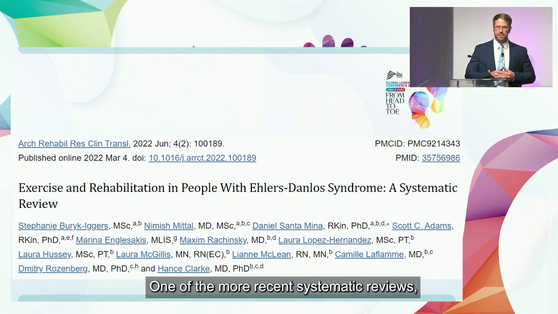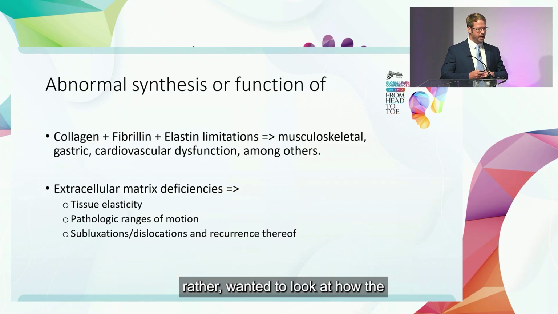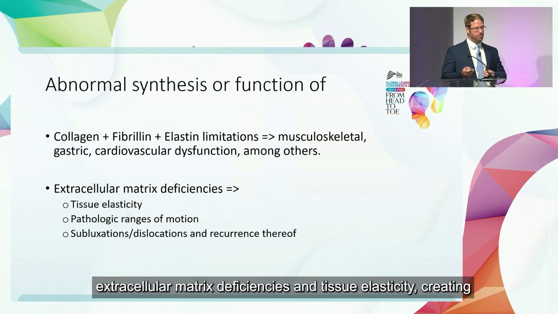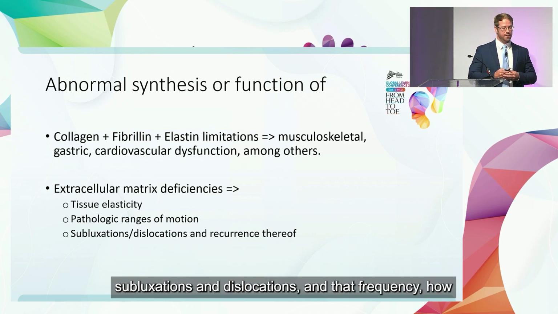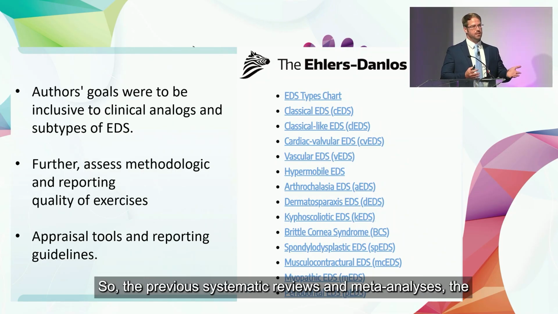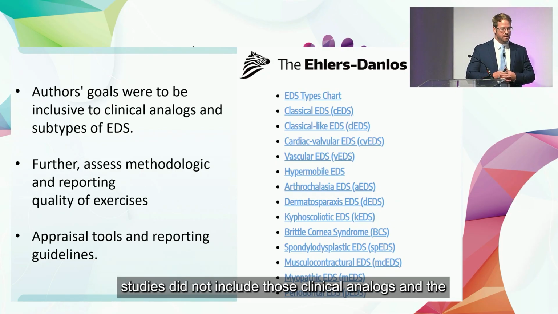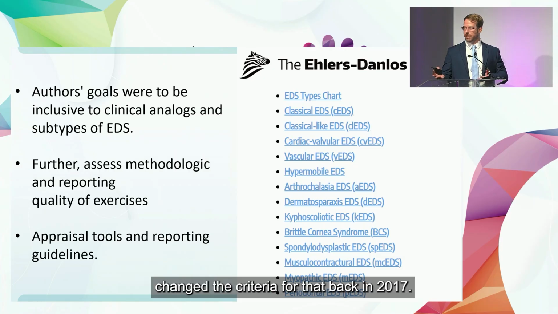One of the more recent systematic reviews wanted to look at how the extracellular matrix deficiencies and tissue elasticity create pathologic ranges of motion, accounting for subluxations and dislocations, and that frequency, how that might be affected by different subtypes. The previous systematic reviews and meta-analyses did not include those clinical analogs and the subtypes of EDS in their analysis, given that we changed the criteria for that back in 2017.